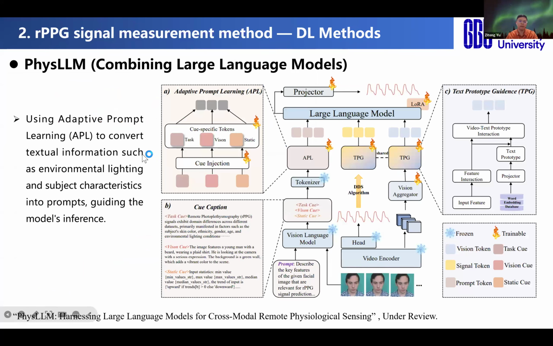And recently, some work also used the vision language model and the large language model. For example, this PhysLM. The motivation is that they assume that using only the video encoder, it is hard to perceive the current environment. For example, the human attributes, the environment attributes, and how the quality of the signal looks like.